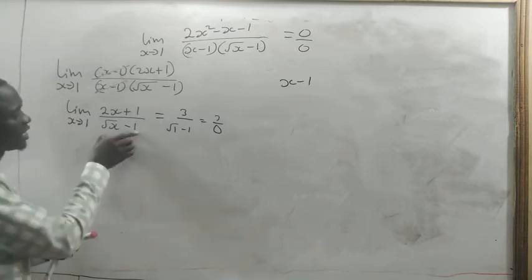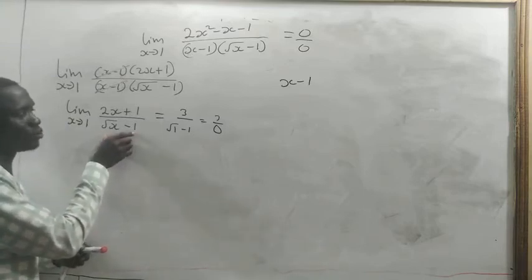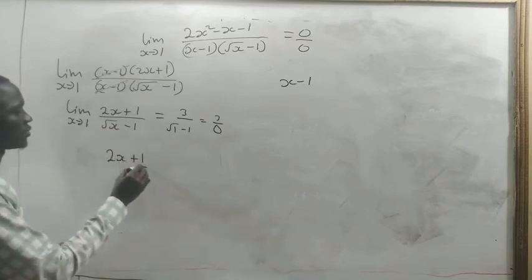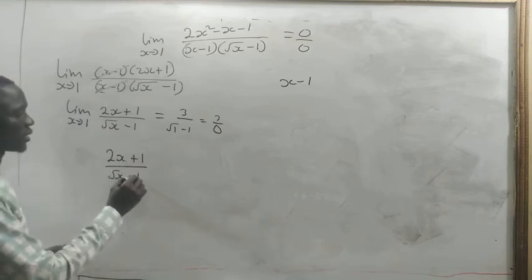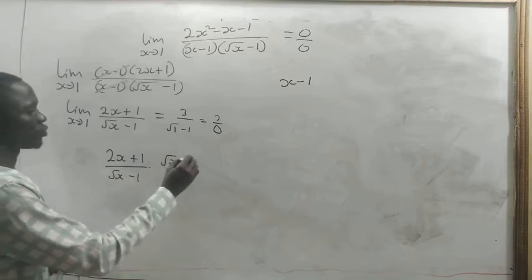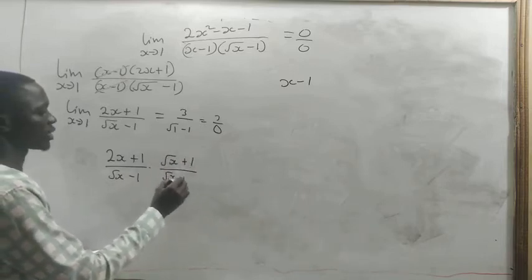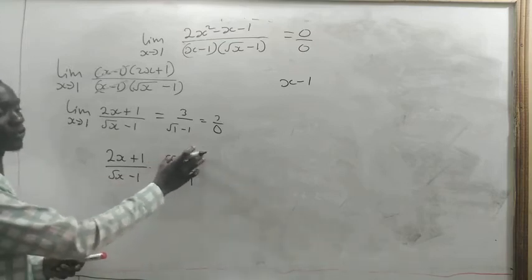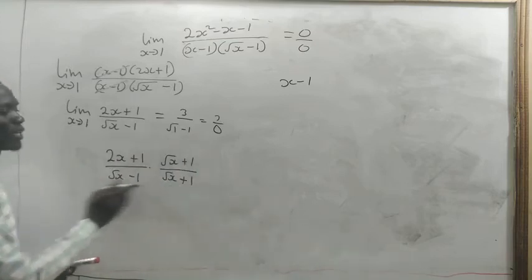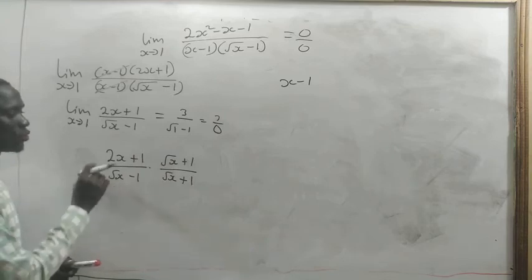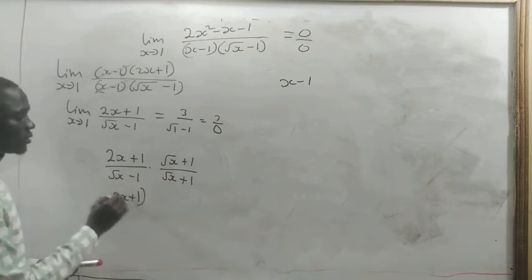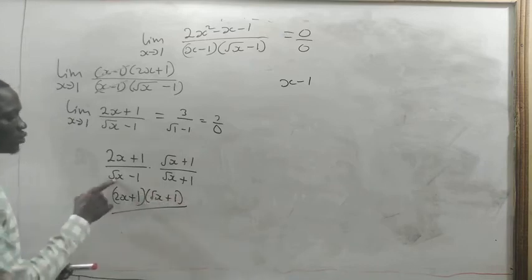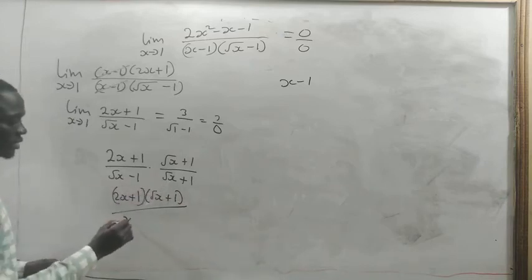But here, if you rationalize the denominator, you will still get x minus 1. That is, if we take 2x plus 1 divided by the square root of x minus 1 and multiply the numerator and the denominator by the square root of x plus 1, that is the conjugate of the square root of x minus 1. So here we get 2x plus 1 times square root of x plus 1 divided by square root of x times square root of x, which will give us x.